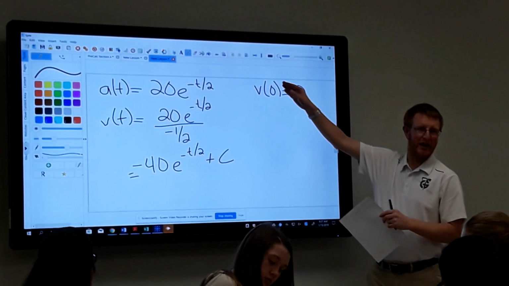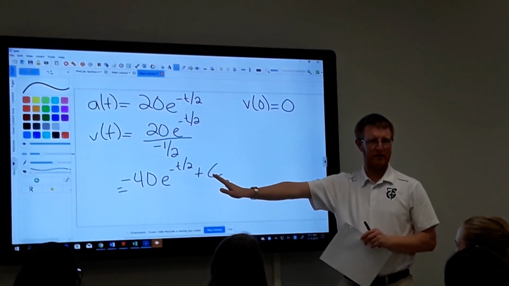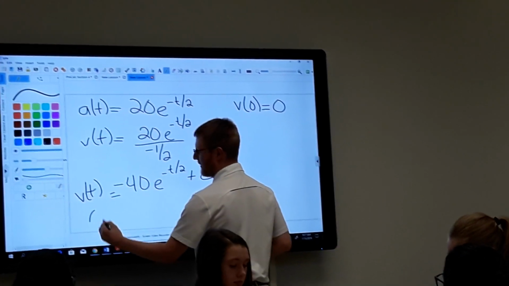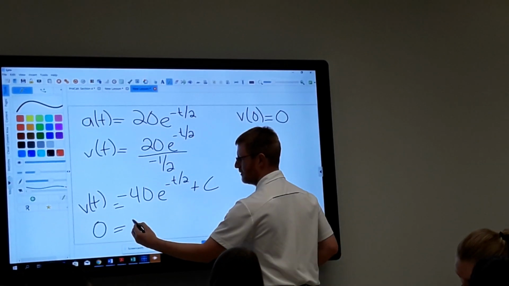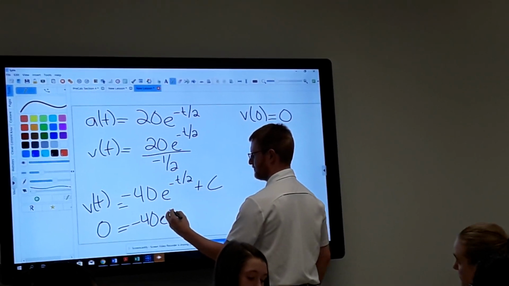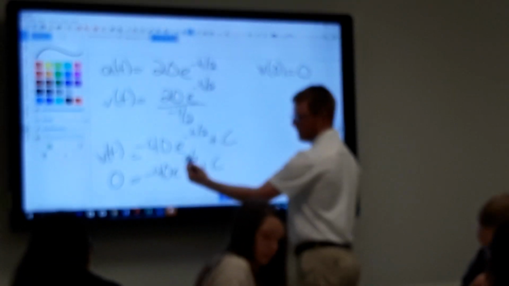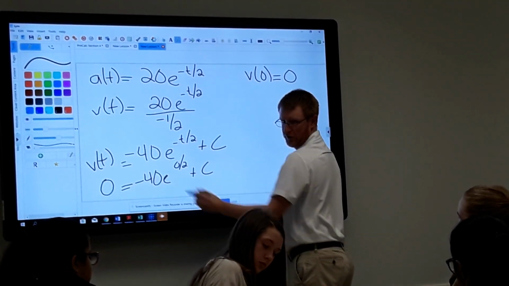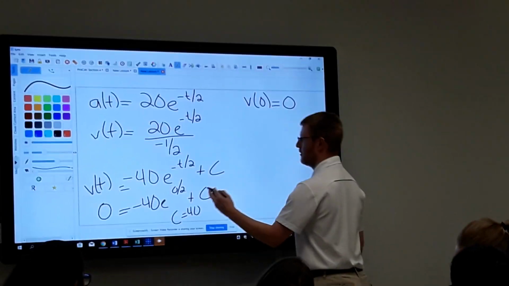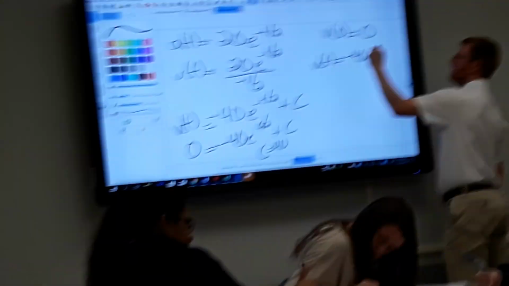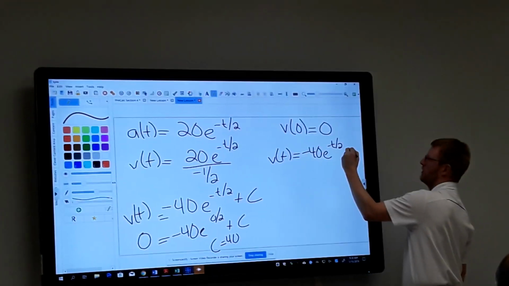I will use this to figure out what my c is. My velocity is 0, so this is my v of t. If my velocity is 0 at t equals 0, then I can solve for my c. So it looks like my c is going to be equal to 40. Yep. Because e to the 0 is 1, negative 40 plus 40 is equal to 0. So v of t is equal to negative 40e to the negative t over 2 plus 40.